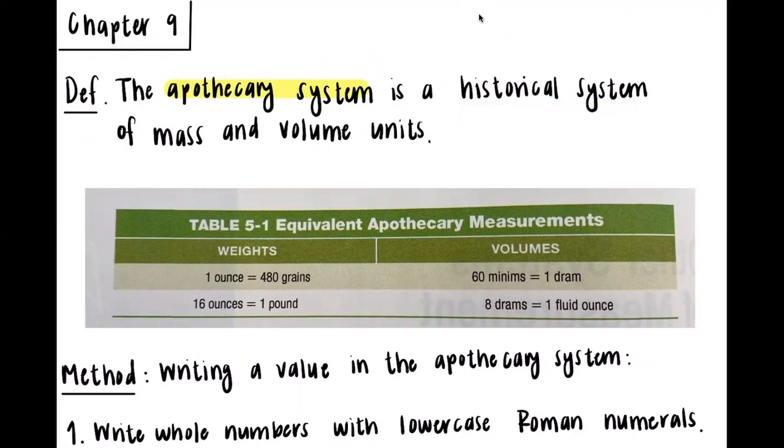But I do believe my mom, who is a nurse, told me that for whatever standardized tests you might need to get your licensing, they do ask questions about the apothecary system. So, okay, let's get started. The apothecary system, formal definition, is a historical system of mass and volume units. Here you can see the table of the measurements.